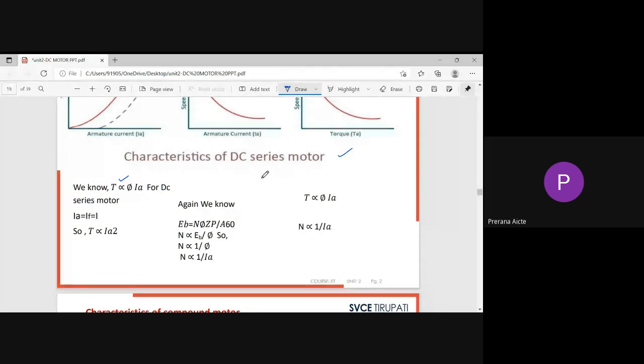When load changes on a DC series motor, the load current also changes, so the series field flux also changes. In the case of a shunt motor, this flux is constant, but in a DC series motor, this flux is directly proportional to load current, that is, the armature current. So T is directly proportional to phi Ia, and phi is directly proportional to Ia. That's why we write T directly proportional to Ia square.